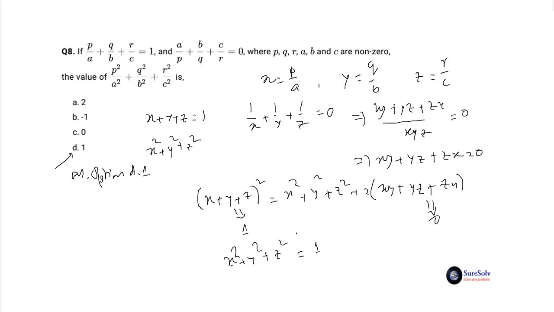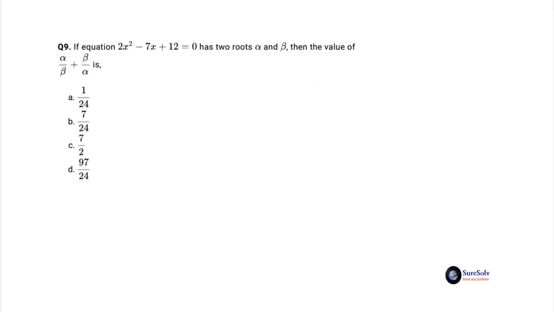At the end, the problem is not so difficult as it seemed. Let's solve the next problem. Question 9 is, if equation 2x square minus 7x plus 12 equal to 0 has two roots alpha and beta, then the value of alpha by beta plus beta by alpha is option A 1 by 24, option B 7 by 24, option C 7 by 2, and option D 97 by 24.